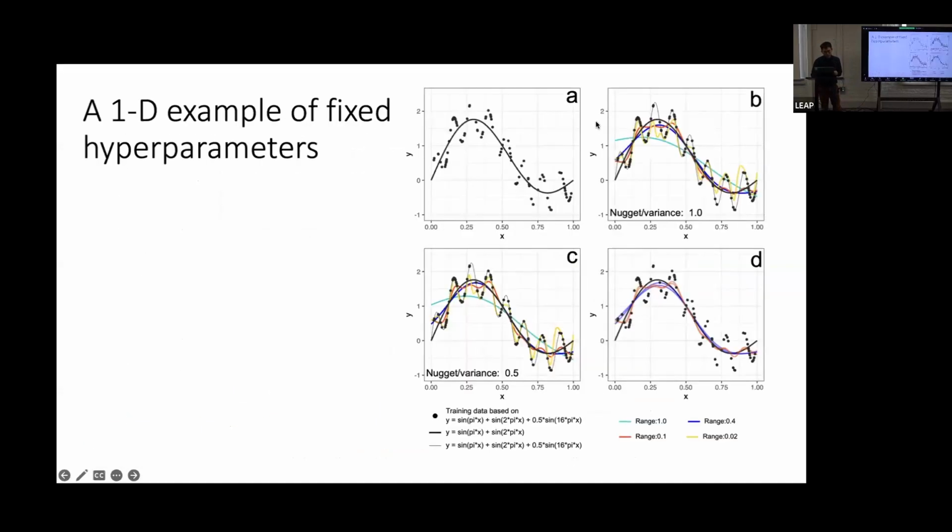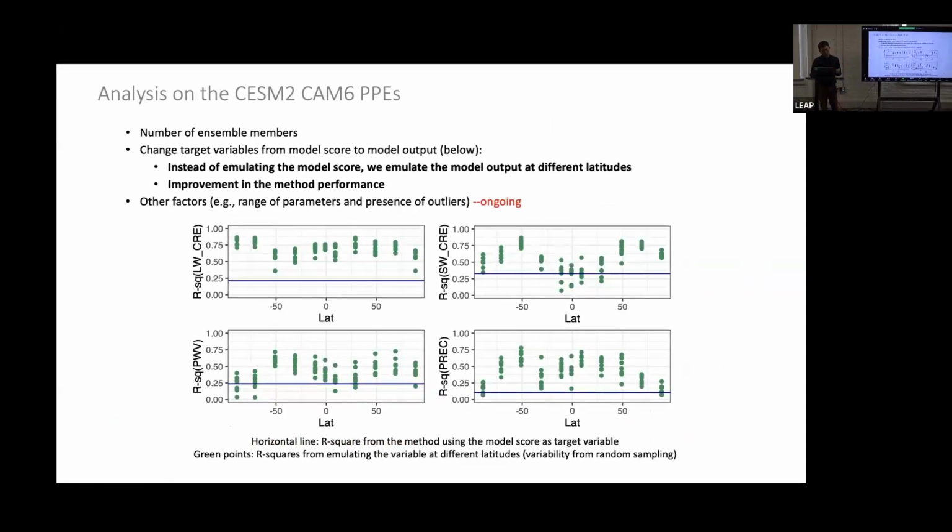As I mentioned before, we're trying to emulate the model score, which is the absolute difference between the prediction and observation. Because of the absolute difference, that folds or compresses some useful information. So instead, we're emulating the raw model output at different latitudes. We select 4 variables for the test, and the y-axis is again the r², and the x-axis are the selected latitudes. The blue lines are the r² from emulating those scores that we showed previously.